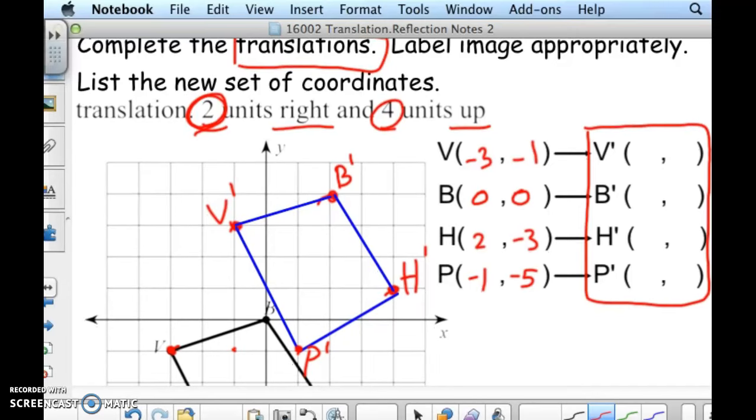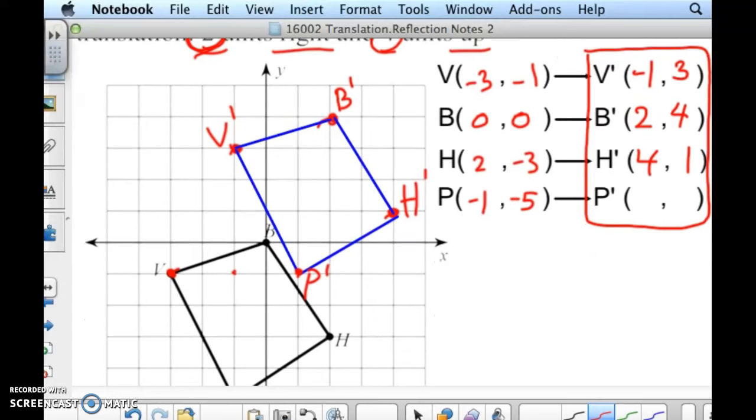I'm going to notice that V prime is now located at -1, and then I go up 1, 2, 3. So this is -1, 3. B prime is located at 1, 2, 1, 2, 3, 4. So this is +2, 4. H prime is located at 1, 2, 3, 4, and up 1, so 4, 1. And then last but not least, P prime is located at 1, -1.